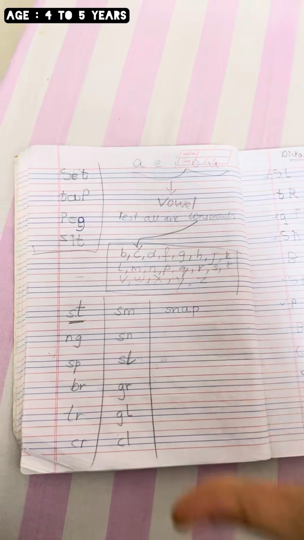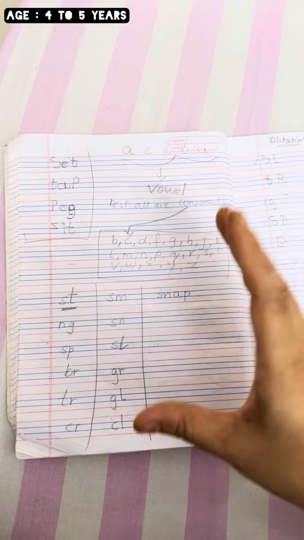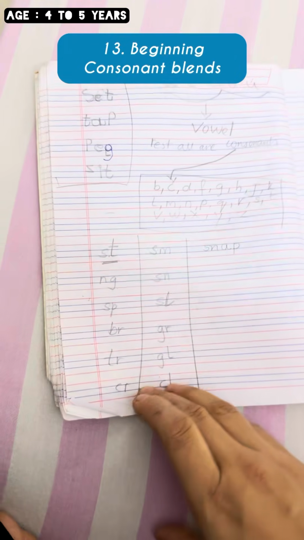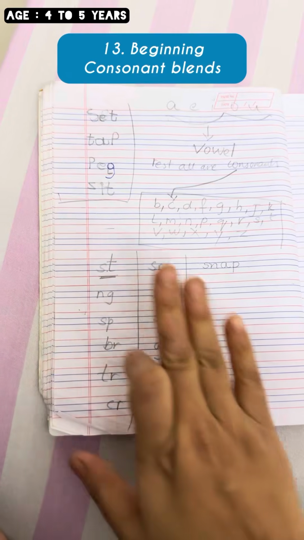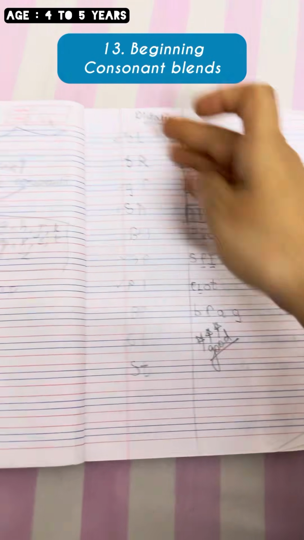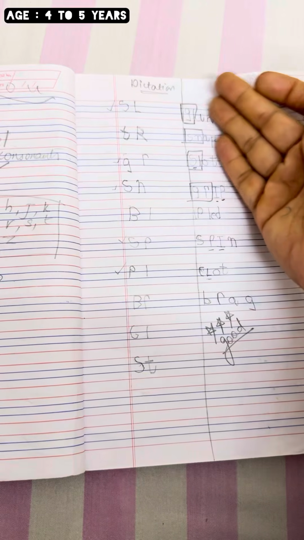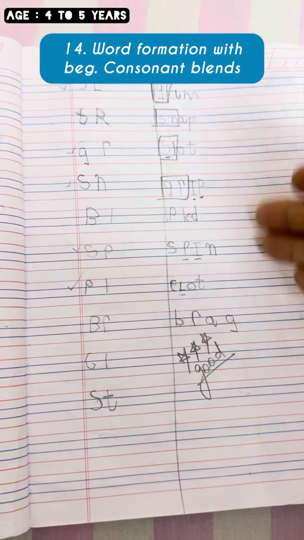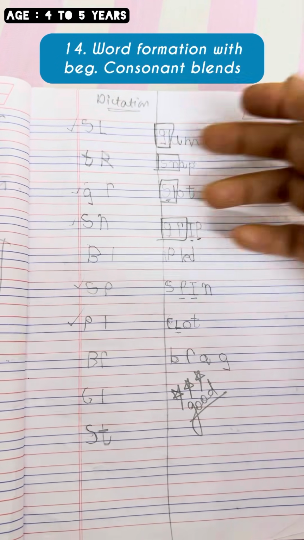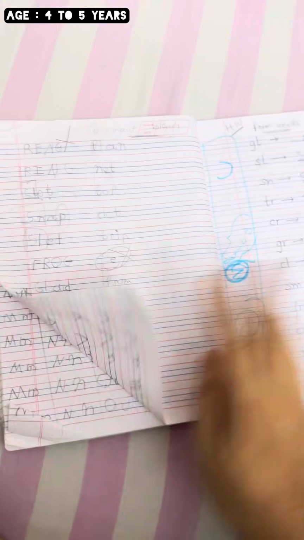Then I finally explained to her what vowels and consonants are, so that I could go ahead and teach her consonant blends. We started with a beginning consonant blend, and then I gave consonant blend dictation. I taught and then gradually gave her the word. So gl, am, glam. She was able to crack it.